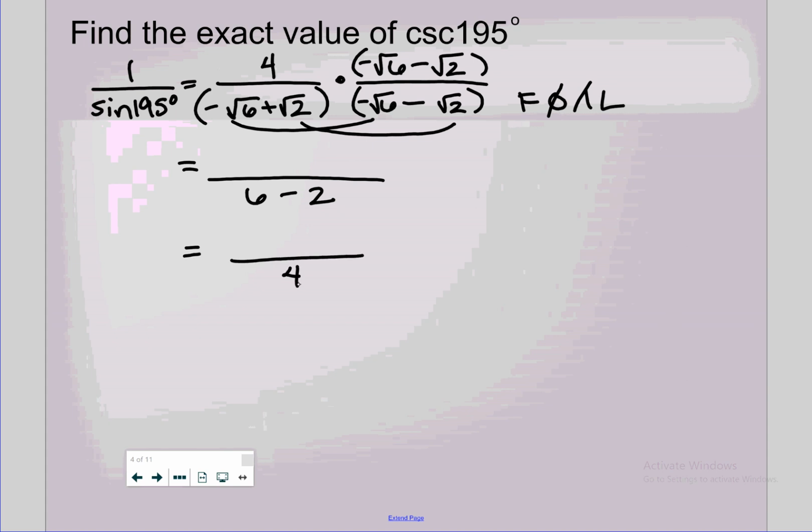In the numerator, we are distributing. So if I distribute the 4, I have negative 4 rad 6 minus 4 rad 2. And then what do you notice about every term in that fraction?